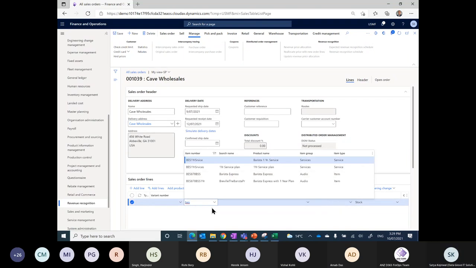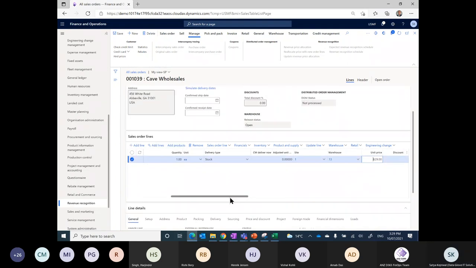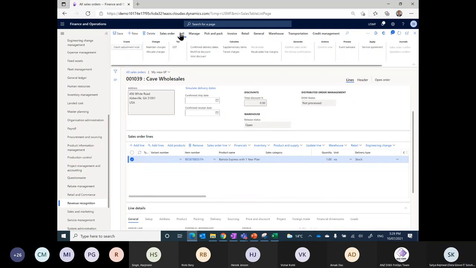Right. Okay. So you see, I had these 3-4 products. The last line here is my bundle product, right? In this bundle, I had this 1 year service and the main product, this coffee machine. I select this bundle, my selling price, which is 829, comes up. Now, as soon as I confirm this order, you will see some magic.